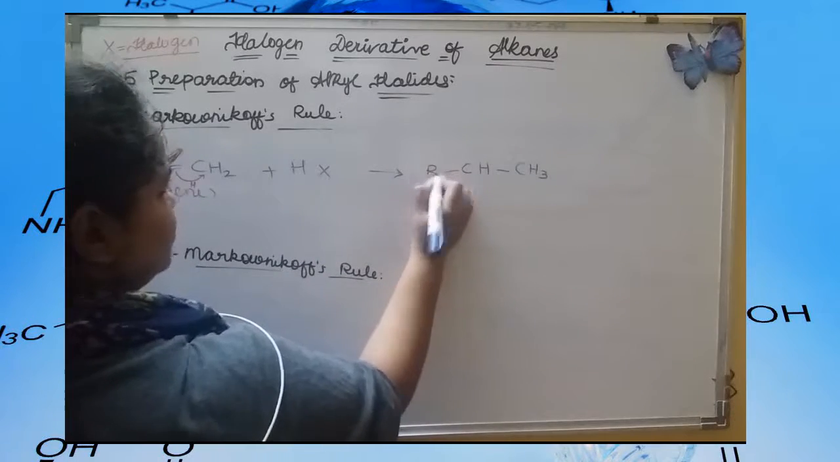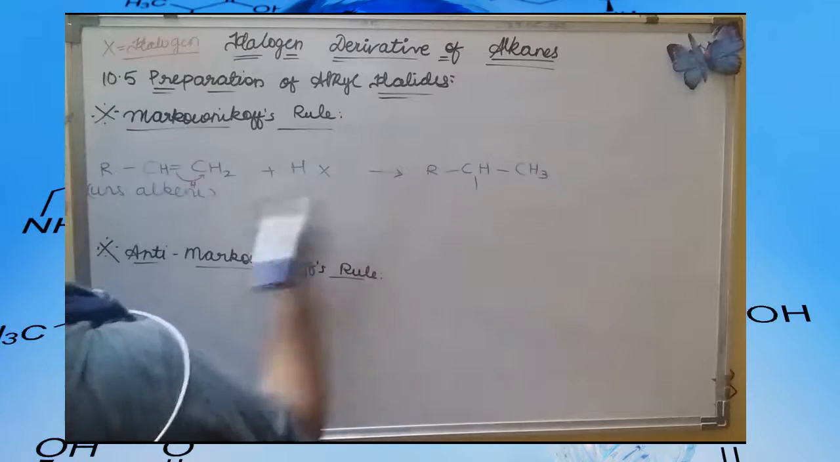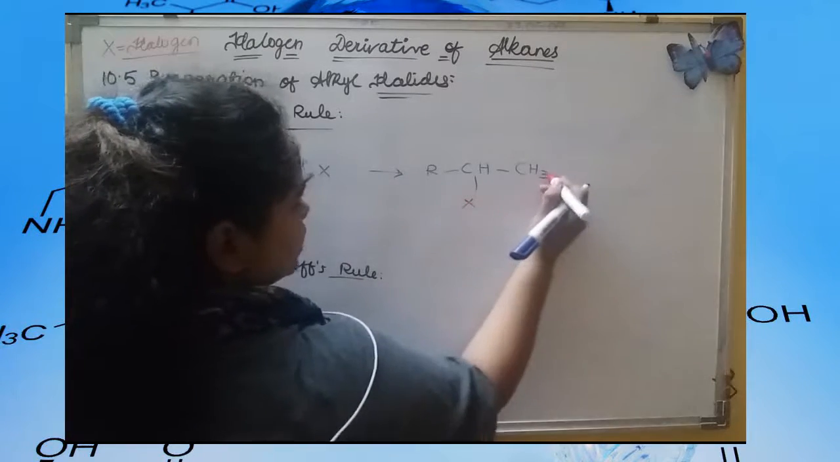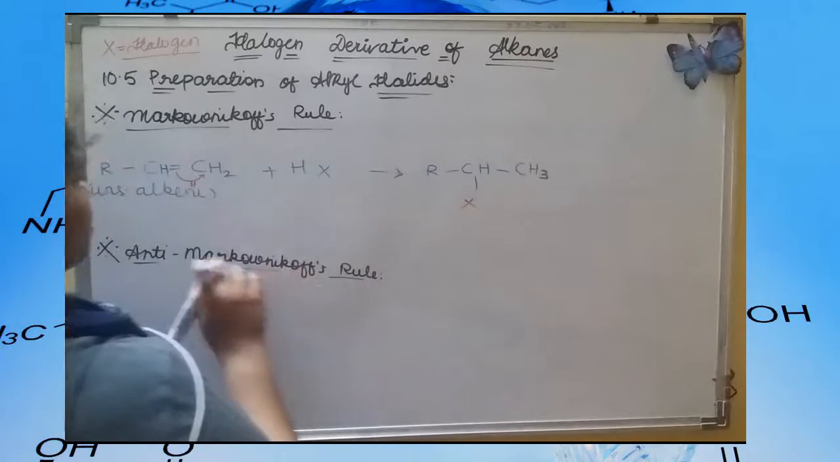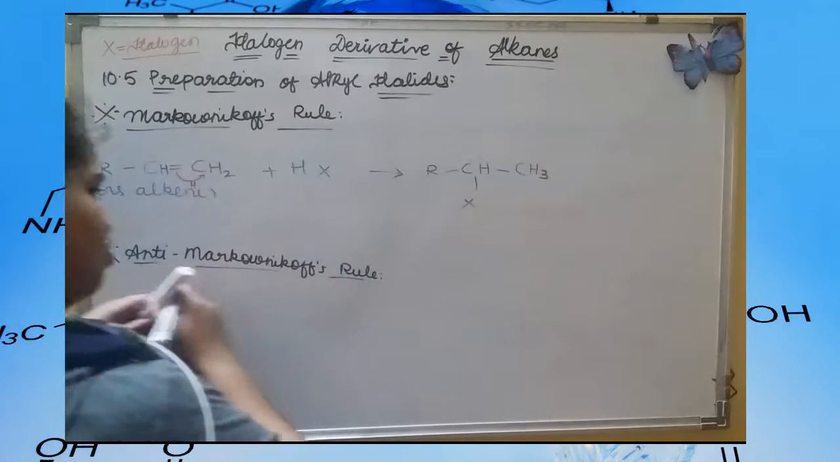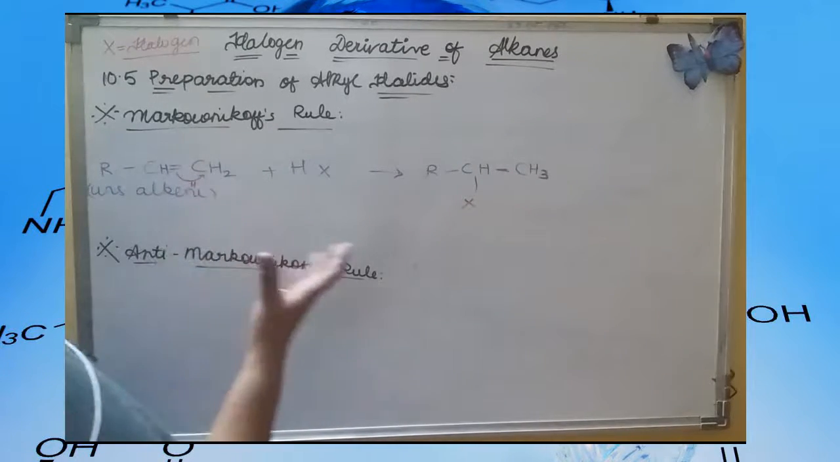R will remain as it is and our halogen group gets attached here. So what has changed? I have marked it in red here so that you can know only this much part has changed, the rest is the same as it is. So let us revise.